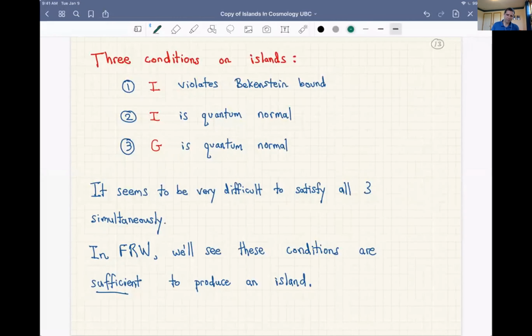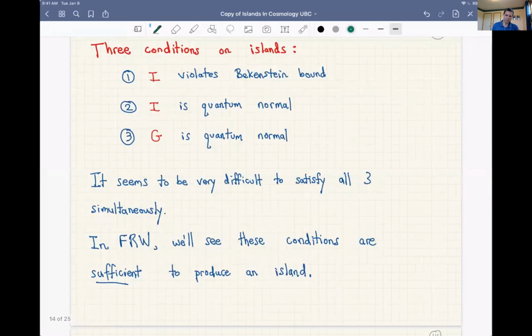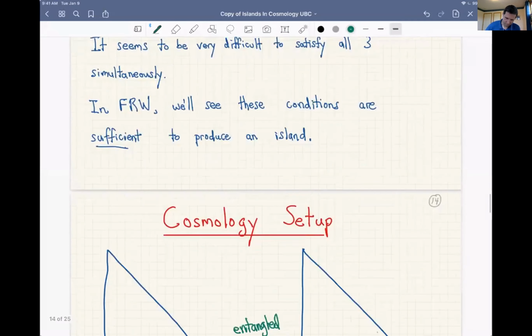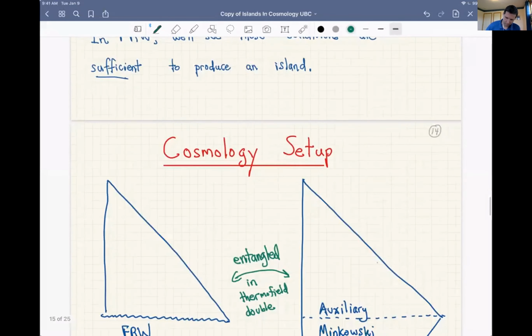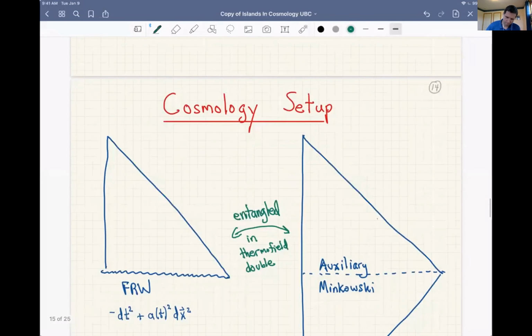In fact, in FRW, we'll see that these conditions are sufficient to produce an island. They're always necessary, but in FRW, they're also sufficient. So now let me move on to the cosmology examples and applications.